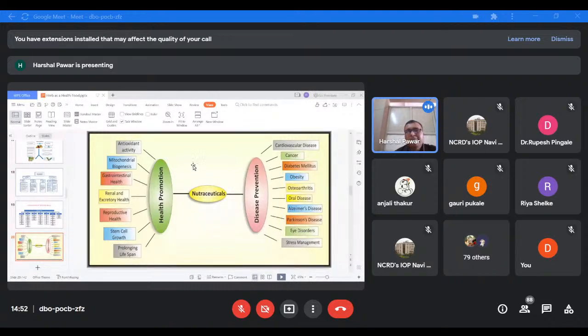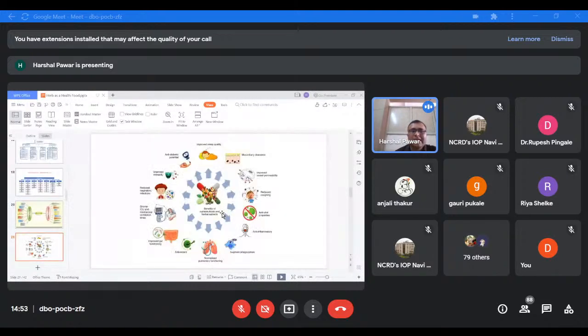Right, so a lot of benefits we are getting from the nutraceuticals, right? Here I have listed some of the important activities which are contributed by the different components of nutraceuticals. One of them I already discussed, that is antioxidant. It also improves the gut function. Then it also reduces respiratory infection.